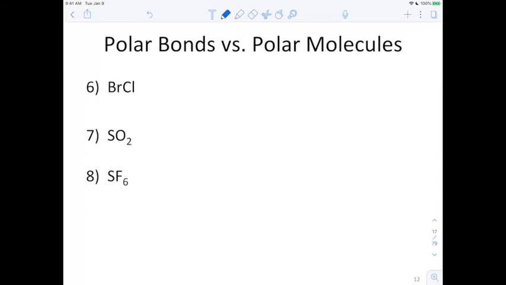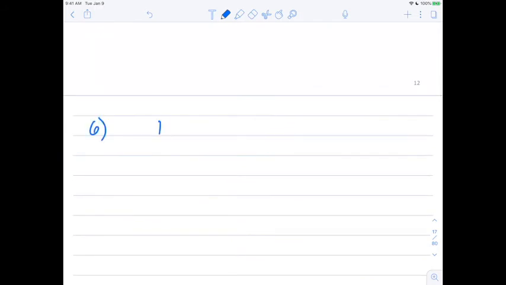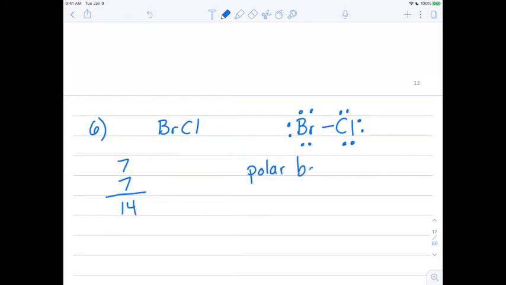All right, so let's do a few more together. Our first one is going to be BrCl, and here we're going to do the full Lewis structure. Each of them has 7 valence electrons for a total of 14. I just used 2 electrons, so now I'm going to say 3, 4, 5, 6, 7, 8, 9, 10, 11, 12, 13, 14. Now these are bonded together. So our questions again: is this a polar bond? And do we have a polar molecule?